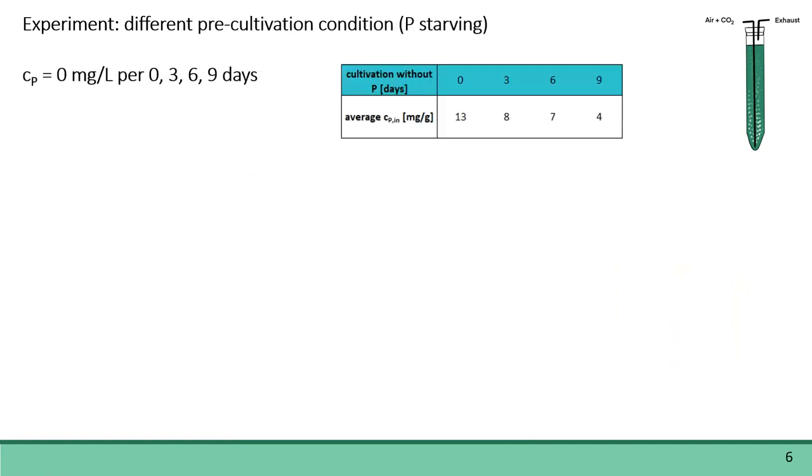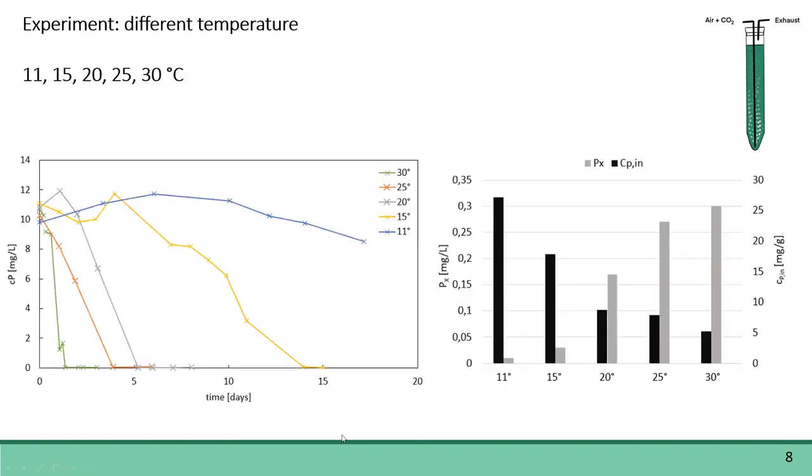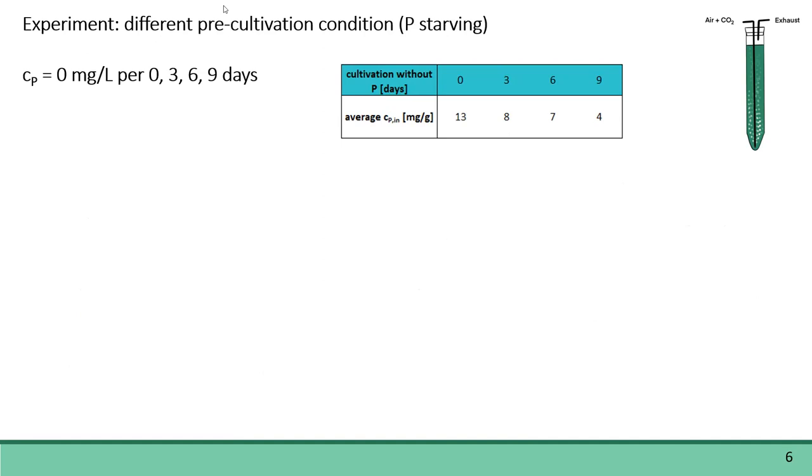Then we tested different pre-cultivation conditions. It's hidden, but there is a phosphorus starvation. So first we pre-cultivated the biomass in the medium with zero phosphorus for different time periods. So it was cultivated without phosphorus for 0, 3, 6, and 9 days. And from this pre-cultivation, we obtained the biomass with a different intracellular phosphorus concentration.